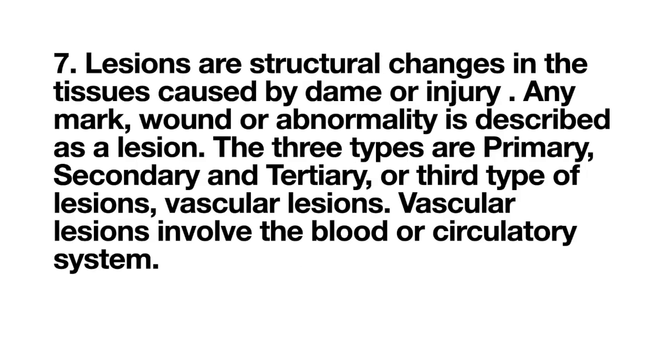What are lesions? Lesions are structural changes in the tissue caused by damage or injury. Any mark, wound, or abnormality is described as a lesion. The three types of lesions are primary, secondary, and tertiary. Or third type of lesions, vascular lesions. Vascular lesions involve the blood or circulatory system.